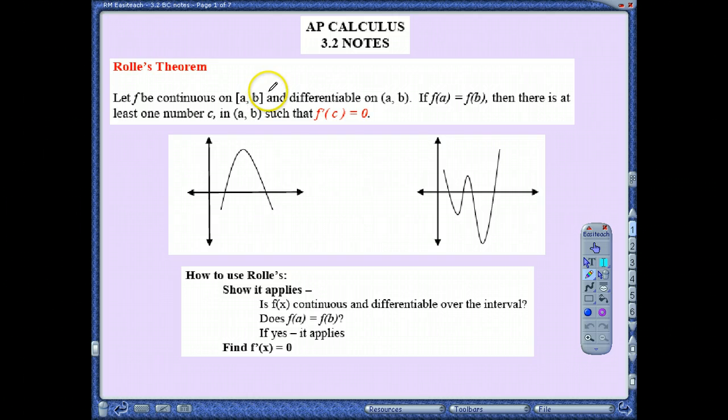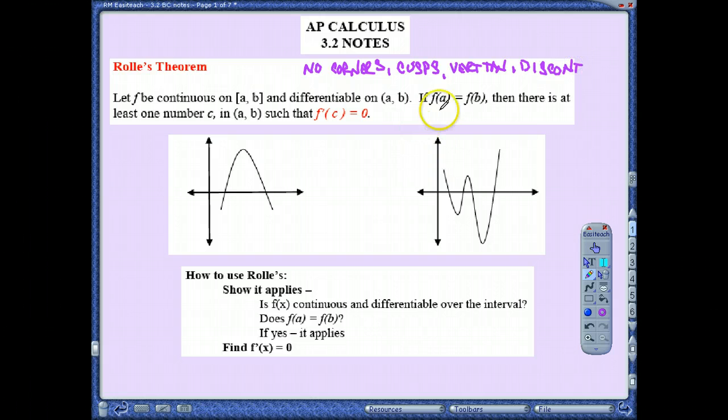So in order for you to apply Rolle's theorem, your function has to be continuous on the closed interval and differentiable on the open. Remember, differentiable means no corners, no cusps, no vertical tangents, and no discontinuities. So if your function has those, Rolle's does not apply.